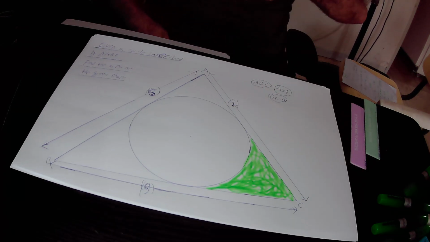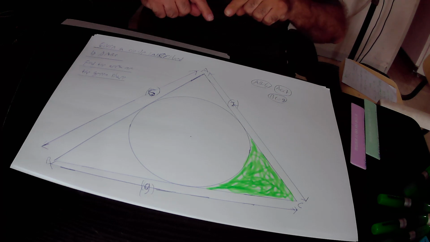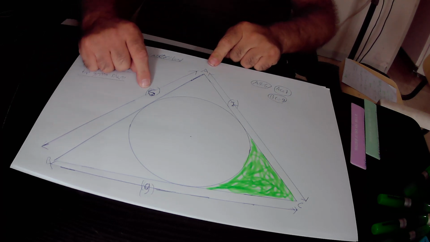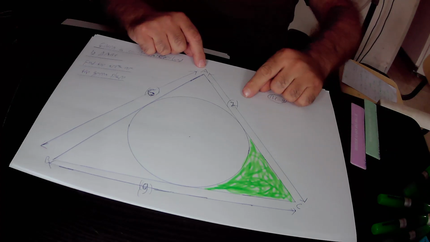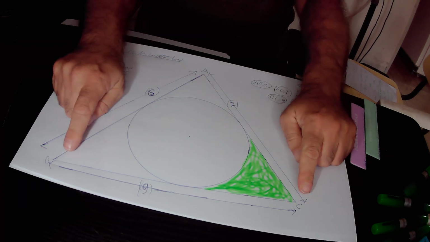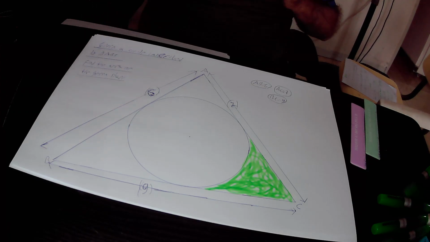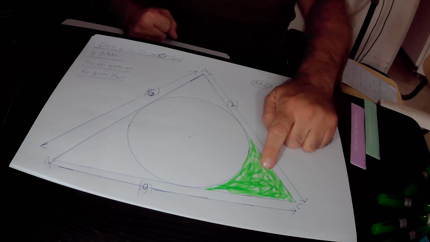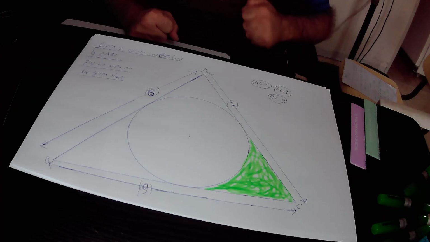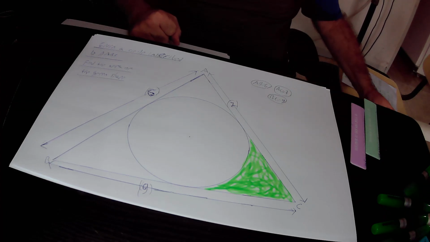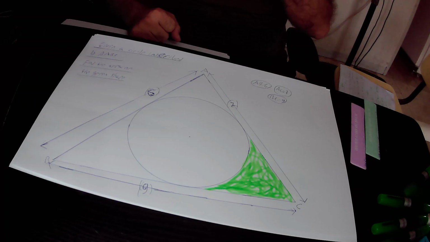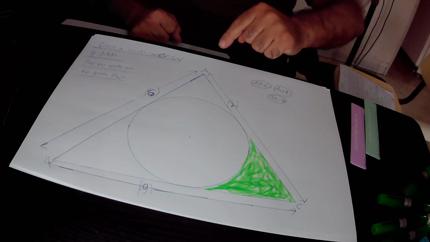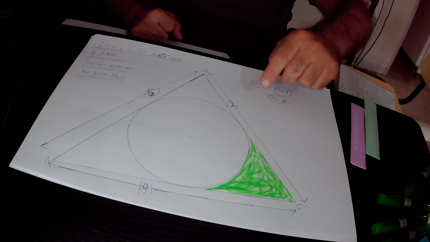In the drawing we have a circle that is described by this triangle ABC. In addition, we know that side AB of triangle ABC equals 6 units, side AC equals 7 units, side BC equals 9 units. Again, our task is to find out the area of this green shape. So first of all, we define the size of this angle ACB as theta.